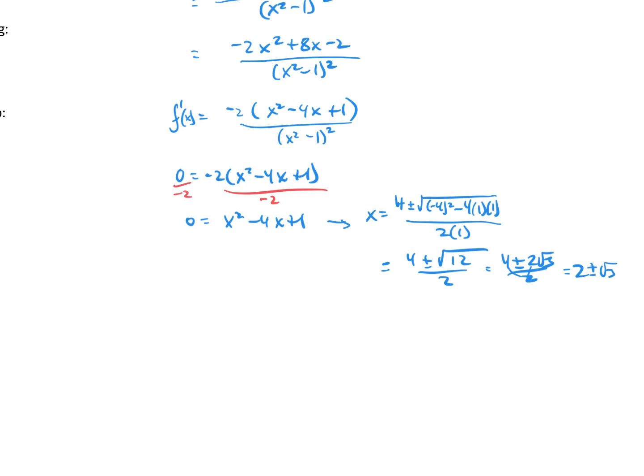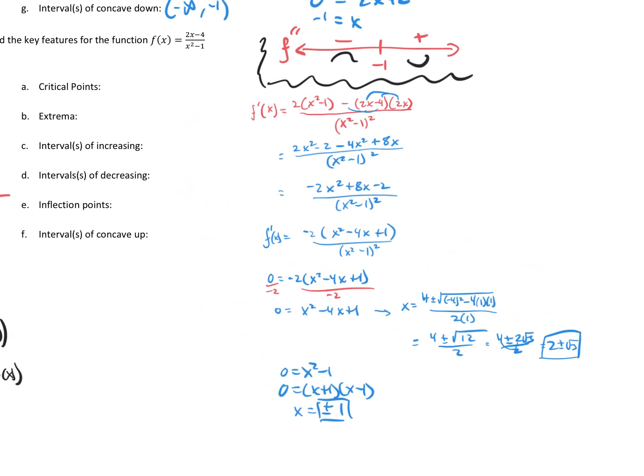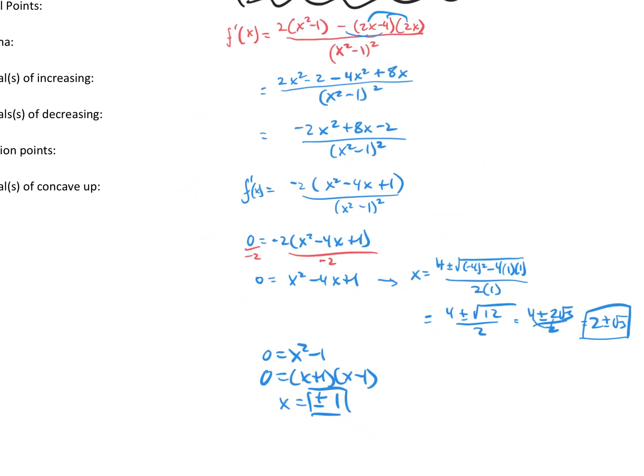So that makes the top 0, 2 plus or minus the square root of 3. What makes the bottom 0? Well, that's going to be plus or minus 1. Because what makes 0 equal to x squared minus 1? Well, that does factor into x plus 1 times x minus 1. And that means x is plus or minus 1. Okay, so we have some critical values at 1, negative 1, and at 2 plus the square root of 3, 2 minus the square root of 3. Okay?